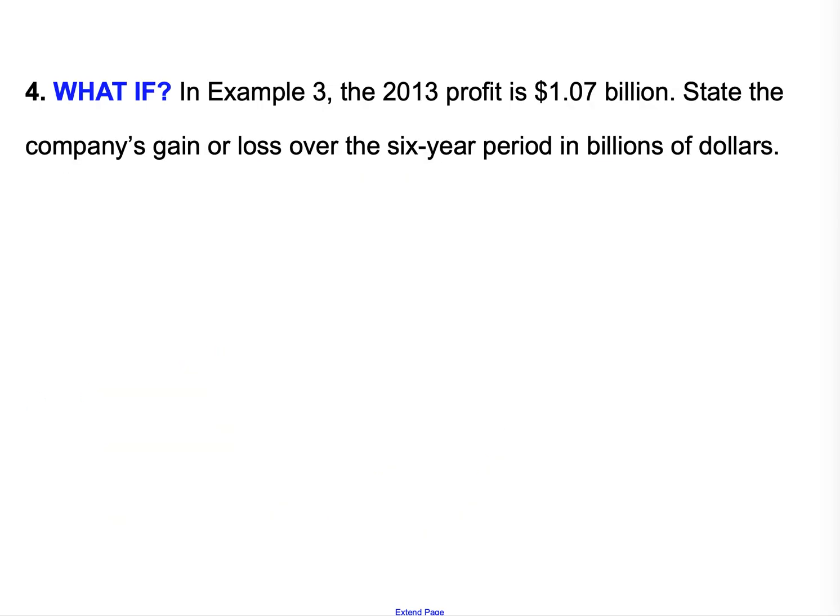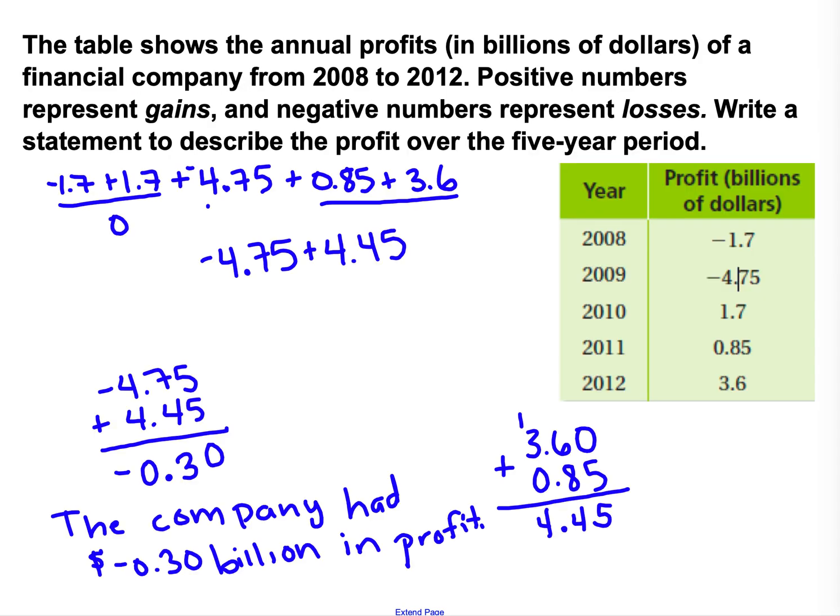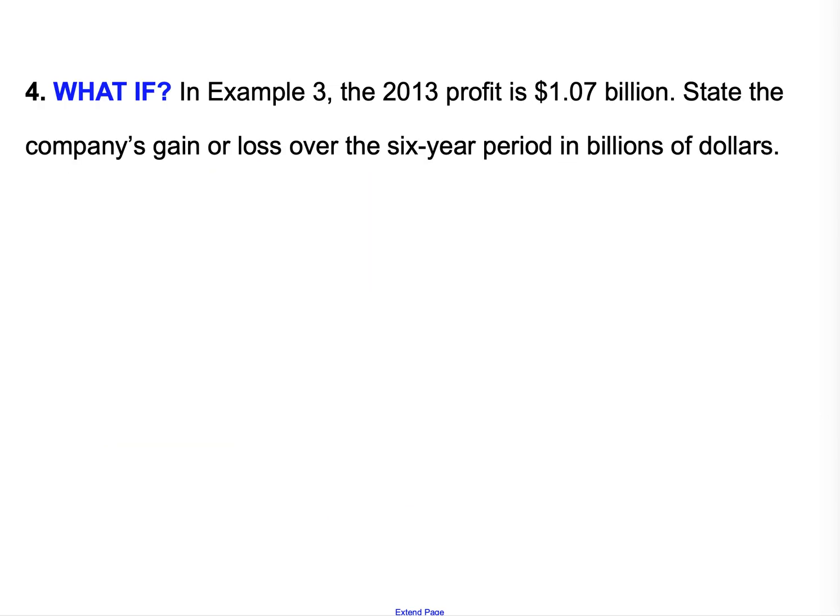And our last one, in 2013, profit is $1.07 billion. State the company's gain or loss over the 6-year period in billions of dollars. So after our last problem, our total was 30 hundredths, negative 30. So they're asking you to do this, negative 30 hundredths plus that $1.07 billion. Okay, pause the video and try this one on your own.